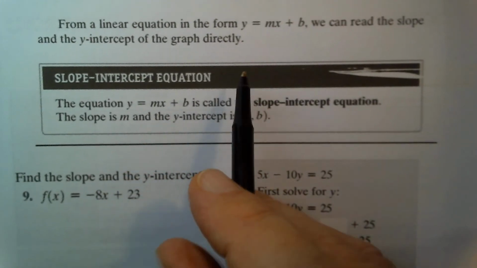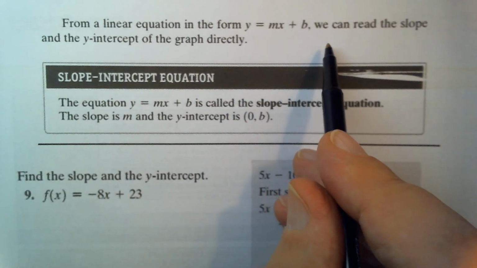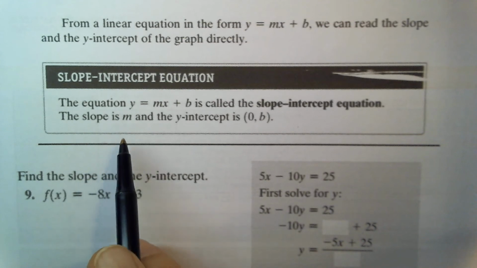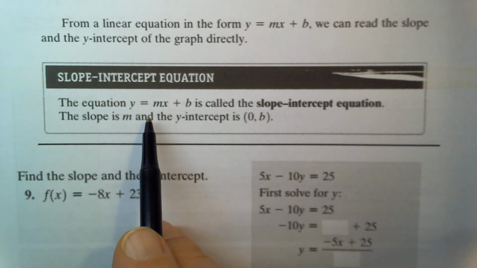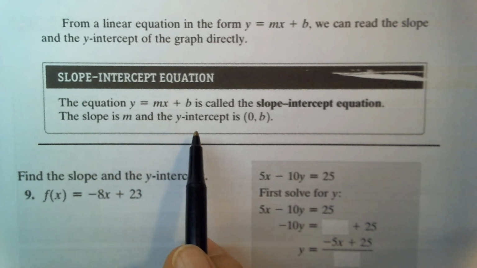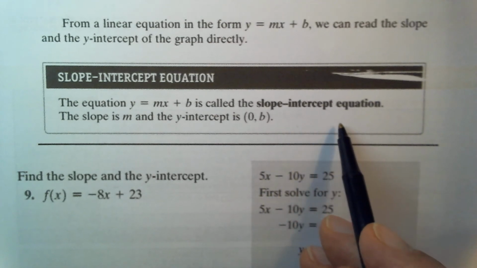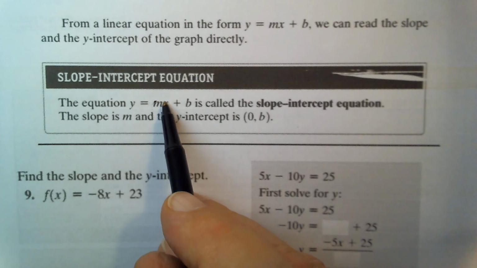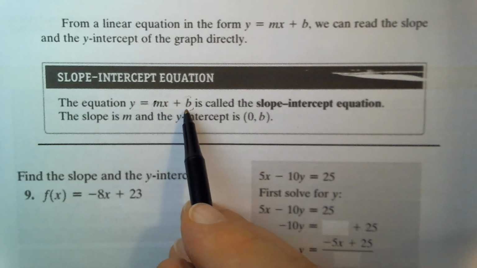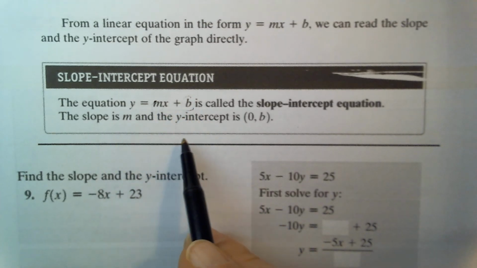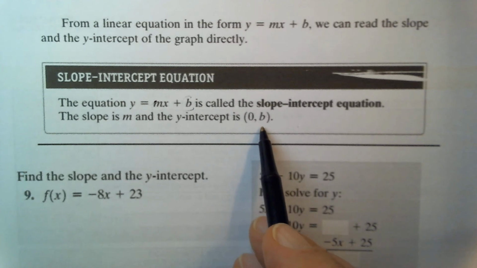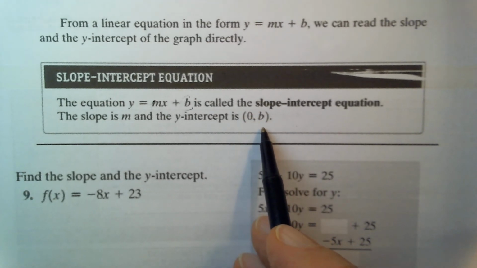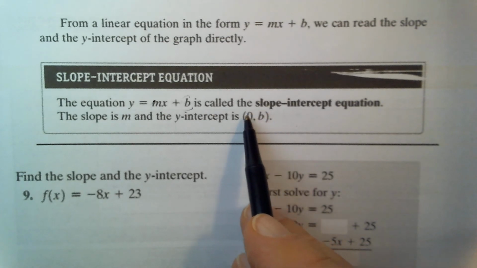From a linear equation in the form y equals mx plus b, we can read the slope and the y-intercept of the graph directly. So here's the slope-intercept form of the equation. The equation y equals mx plus b is called the slope-intercept equation because it tells us what the slope is and it tells us what the y-intercept is. So the slope is m and the y-intercept is 0, b. Again, notice it's a point, has 2 coordinates, so you always want to write it as 0, b in that form.